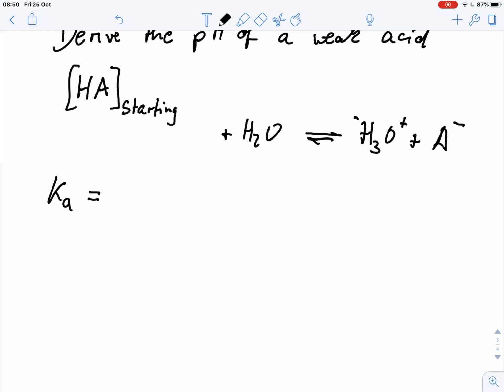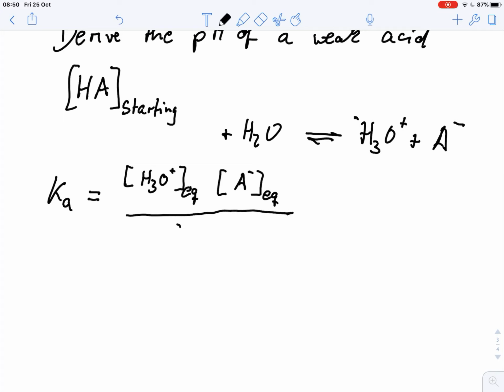Ka, the equilibrium constant, equals H3O+. And we probably should say that this is the proton concentration at the equilibrium, and I indicate that with an EQ subscript, times A-, equilibrium subscript, divided by what is left of the acid. And again, that is our acid concentration at the equilibrium.